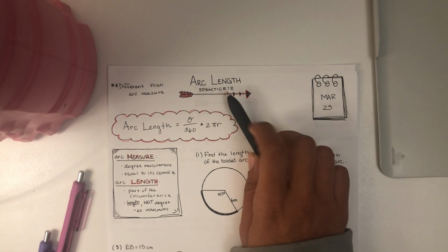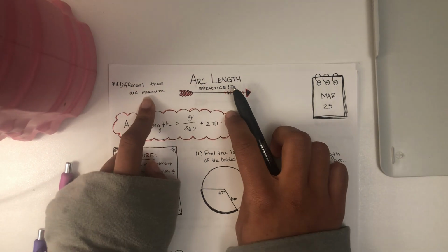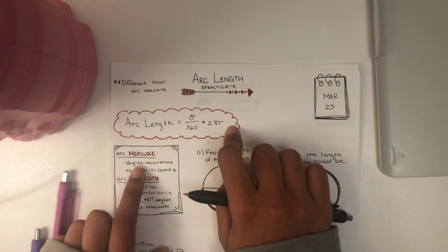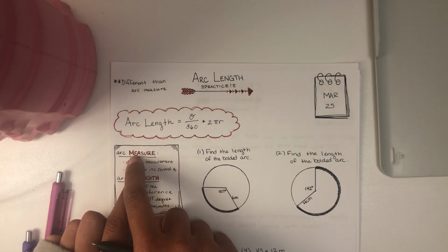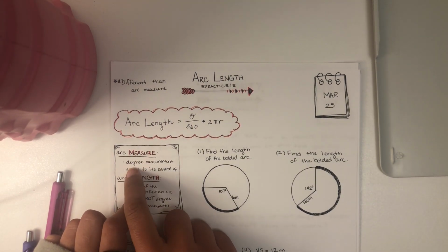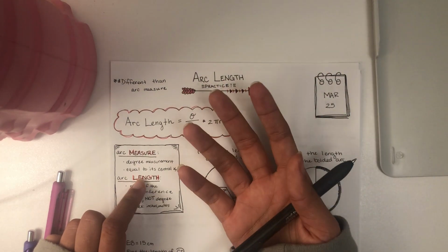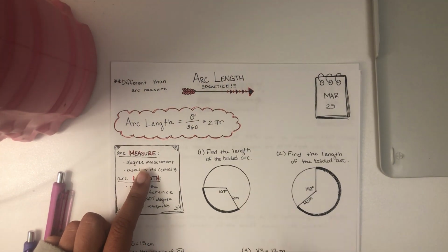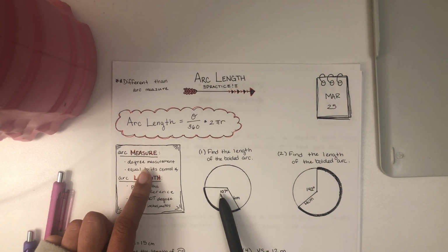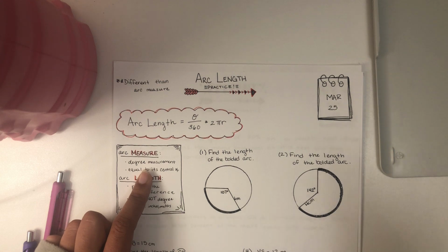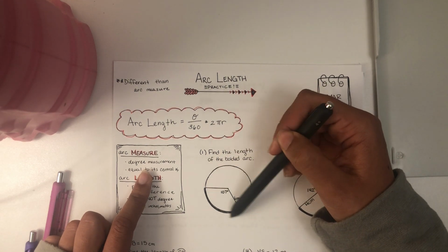Arc length practice. So this is different than arc measure. In the last lesson, we did arc measure. We're bringing back this formula of arc length. So arc measure, if you're talking about the measure of an arc, it's a degree measurement, right? So it's going to be in degrees, like 75 degrees, and it's equal to its central angle. So like if you looked right here, since this is 170 degrees, this would be 107 degrees, right? That's how it works. But this is the degree measure.